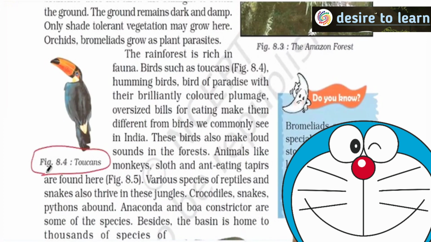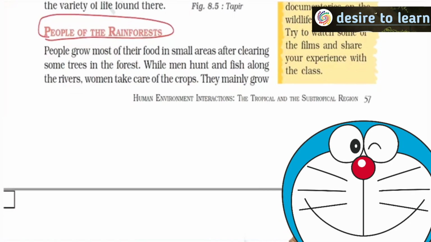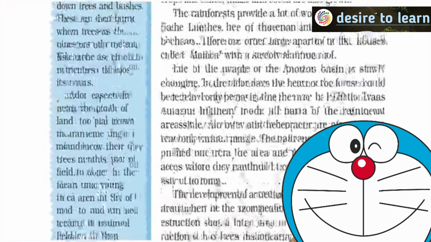Toucans are very important organisms which are present in the Amazon basin. Then the most important one is about the people of this rainforest region. What do they do, or how do they live? They don't know the technological things, they don't know about fertilizers and all. What they usually do is, they take a piece of land.